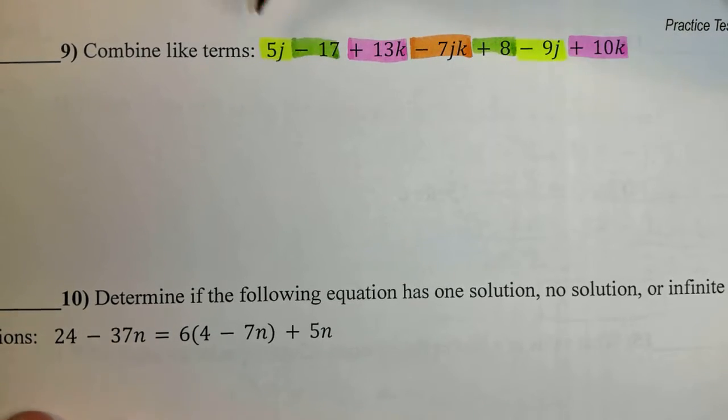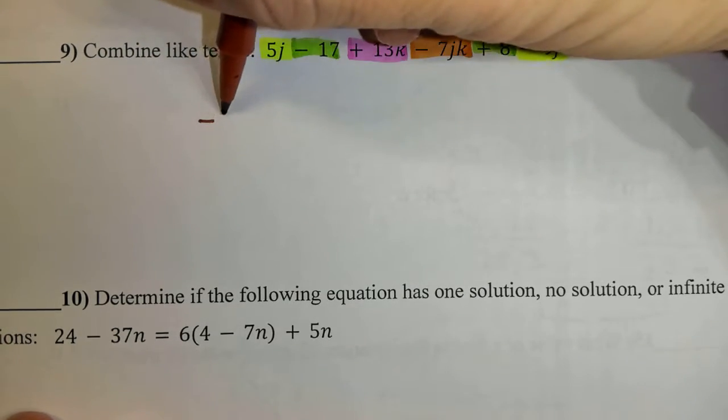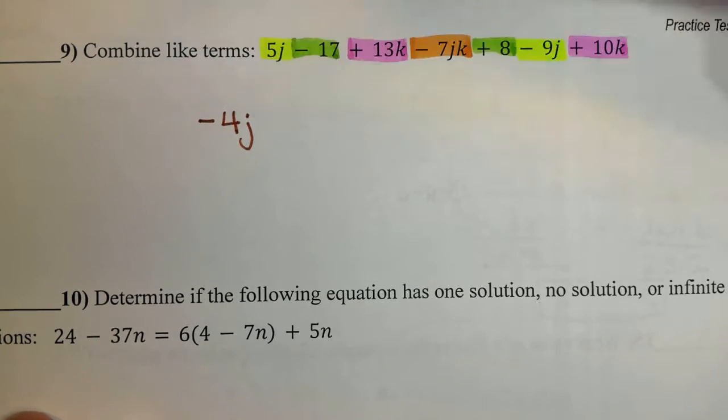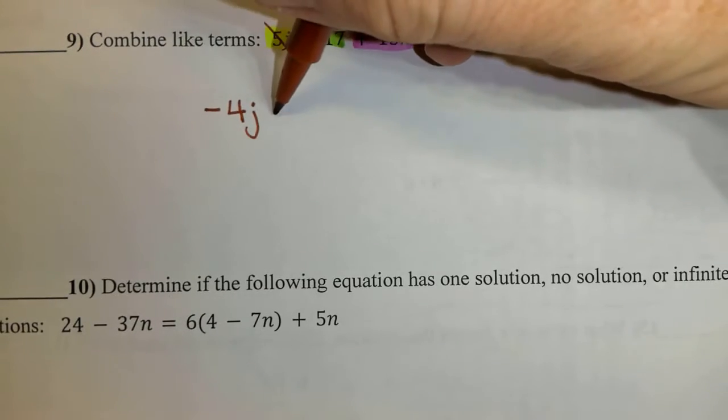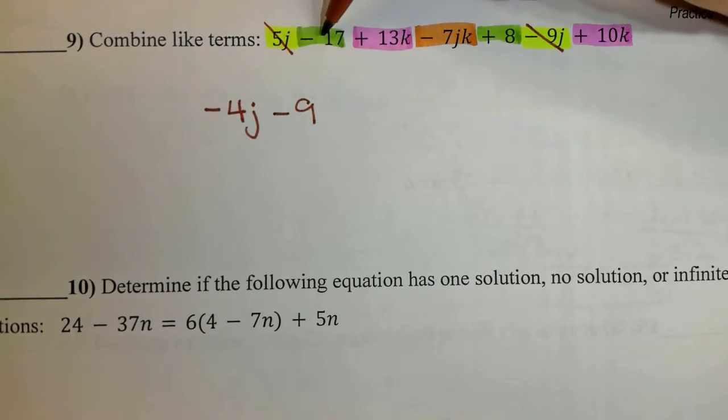So I'm going to start with the first one. 5J, so 5 minus 9 is negative 4J. Okay, I'm going to go to the next one. Actually, I'm going to cross these off when I'm done so I don't repeat. And I don't have to, it's easier to see for me. So if you need to, cross them off. If not, don't. All right, negative 17 plus 8 is negative 9. No letter. Okay, so I did those.